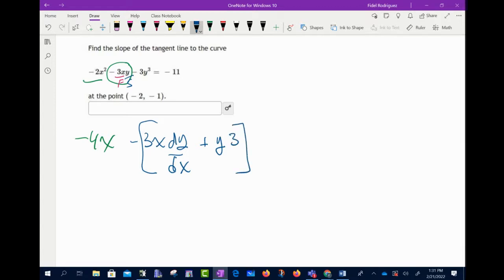Now, y'all, I want you to notice something. I'm putting that in brackets because I have that minus sign in front, and that minus is on the whole thing. Okay? Minus, now we're going to do the derivative of this piece here. What is the derivative of 3y to the third? Excellent. And then finally, we already know the derivative of negative 11 is, there you go.